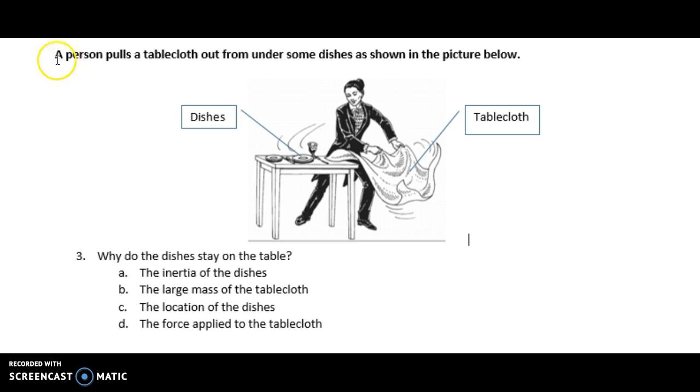Question number 3. A person pulls a tablecloth out from under some dishes as shown in the picture below. The tablecloth, the dishes. Why do the dishes stay on the table? A. The inertia of the dishes. B. The large mass of the tablecloth. C. The location of the dishes. Or D. The force applied to the tablecloth.